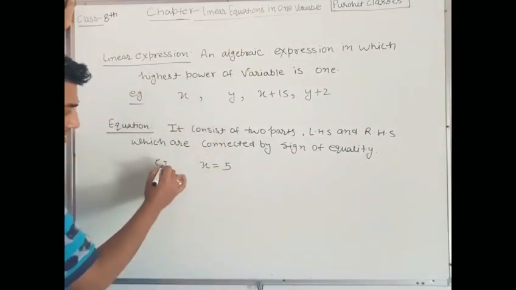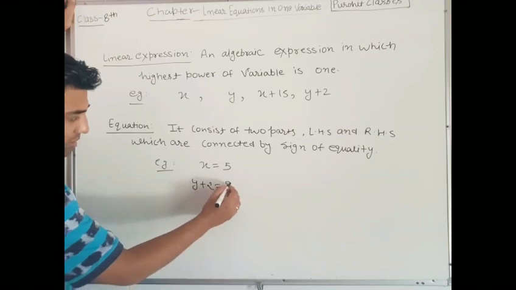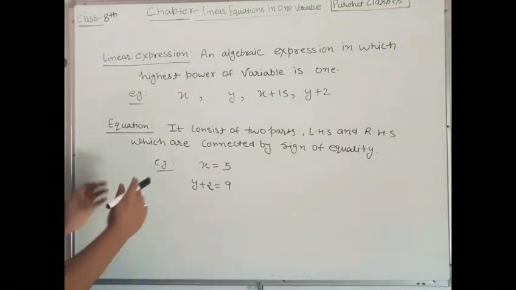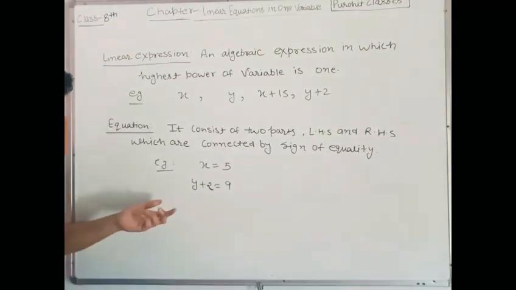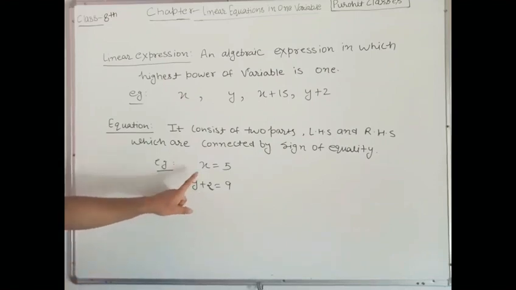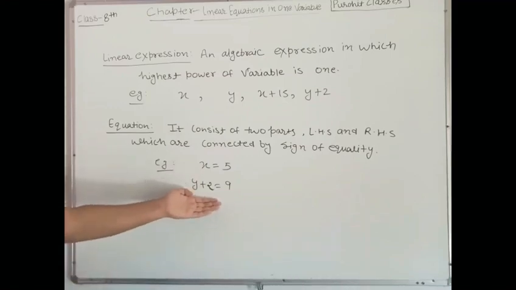One more example we can take, y plus 2 equals 9. On the left hand side there are two terms, and on the right hand side there is only one term. So this is called equation. Now if in this the algebraic expression is linear, what do I mean? I mean if the highest power of variable is 1, then this will be called linear equation. Getting or not?